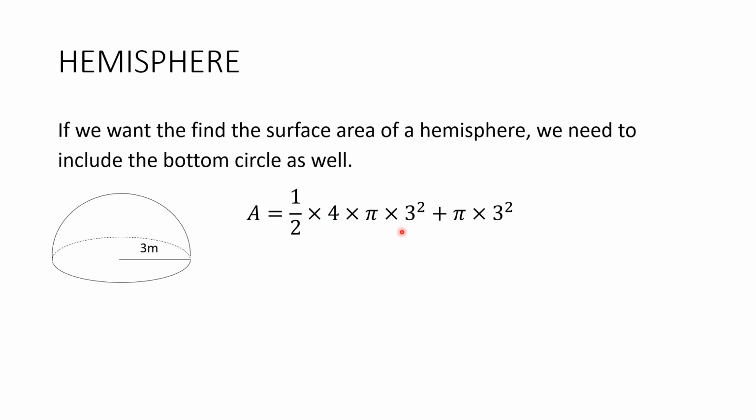4 pi r squared is the surface area of the sphere, and we only want half of that. So that gives us this dome. Then we want to add in an extra circle, which is pi r squared. And putting that into the calculator, we get 84.8 meters squared.